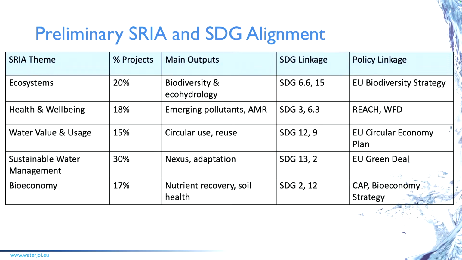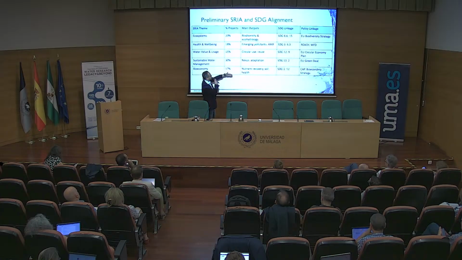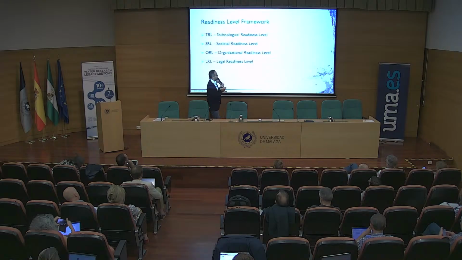So, if you want to summarize all this in one table, we can see, of course, this is a rough estimation at the moment, but it is already good to see the intersection between different projects. The main output, also the link with the SDGs, and the link with the policies that can be done.